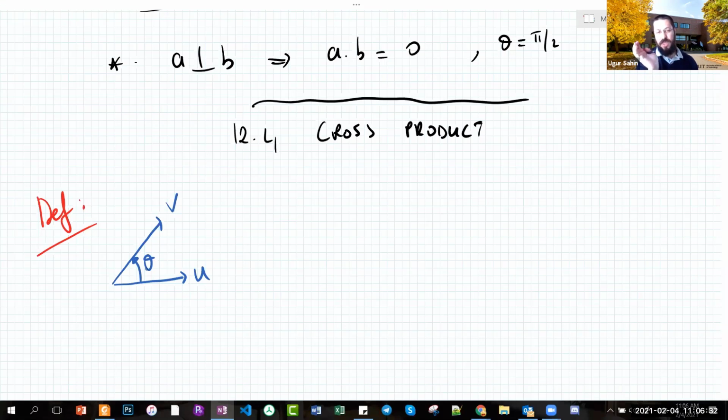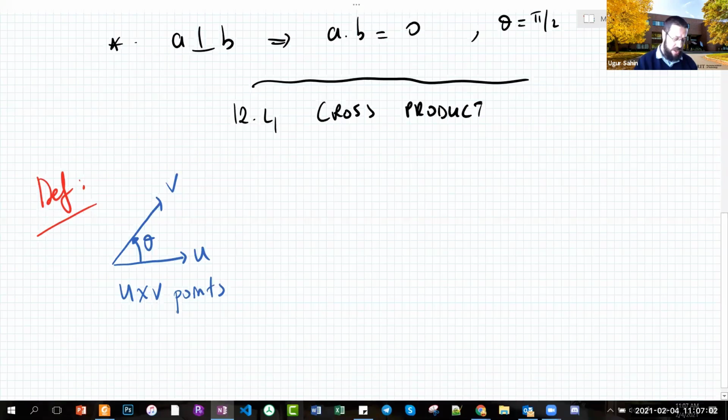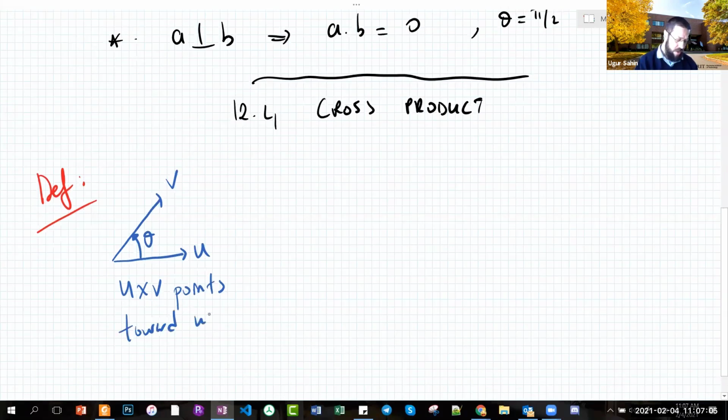Where do I know that? Since if I go to the right, counterclockwise, that shows me theta is the positive angle. So if my fingers show that way, the cross multiplication gives me a perpendicular vector. We will define this vector shortly, but geometrically, this vector will point toward us. So it is going to be the perpendicular vector to this U and V.